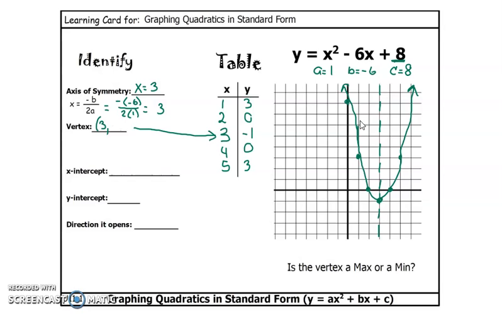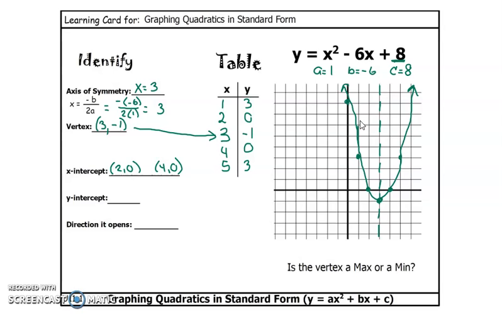Okay, so when x is 3, y is negative 1. My x-intercepts, hopefully they're easy to see here on the graph or the table. So on our table, we're going to see our x-intercepts are at (2, 0) and at (4, 0). Remember, these are ordered pairs, so please write them as ordered pairs.